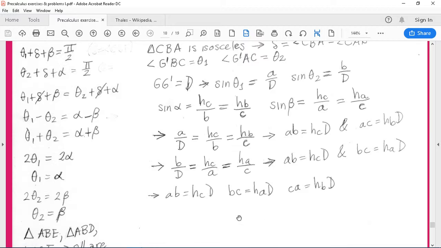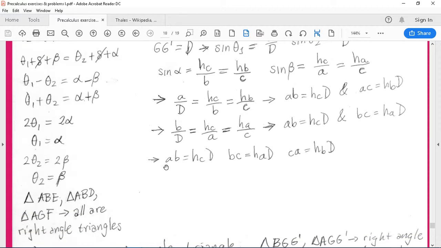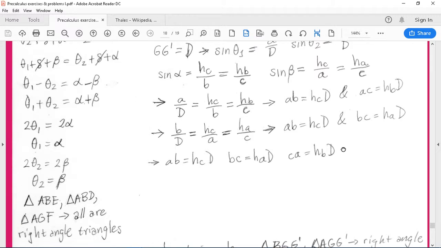So our three relations are: A times B equals HC times D, B times C equals HA times D, and C times A, or A times C, equals HB times D.